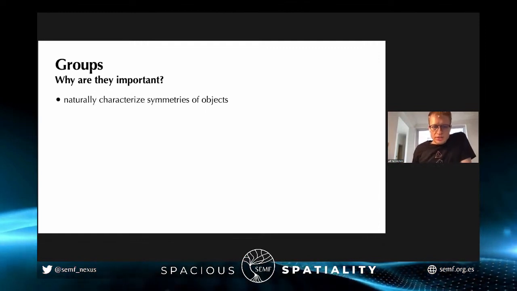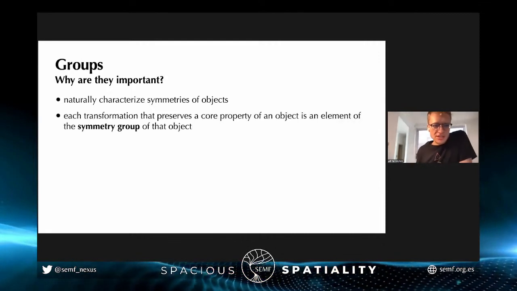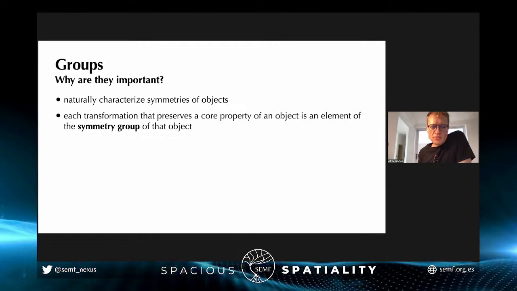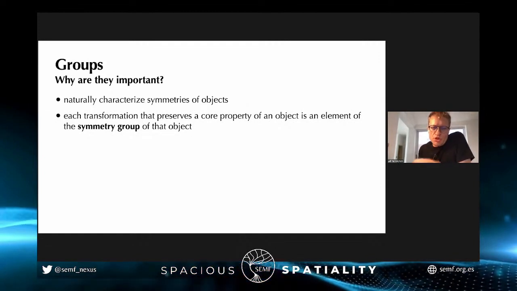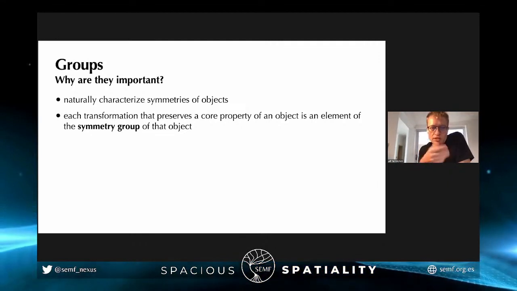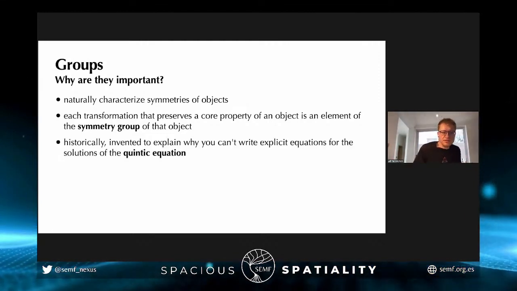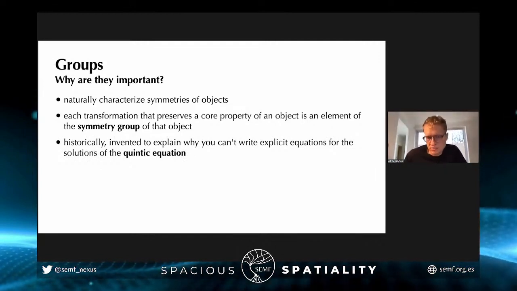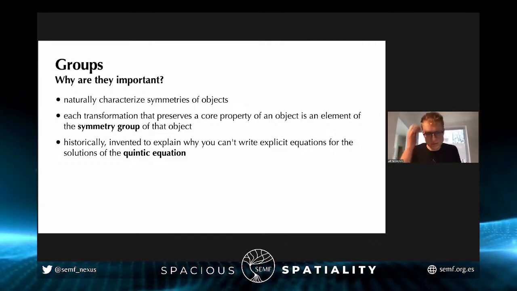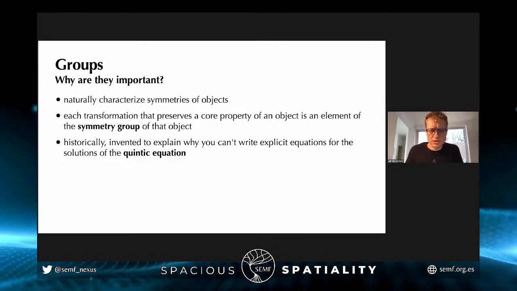Okay, why are they important? Well, they naturally characterize symmetries of objects, as you'll shortly see. Each transformation in that set that makes up the group elements preserves some core property of an object. And when you have that situation, we call that the symmetry group of that object. Historically, they were invented many hundreds of years ago to explain something that was of particular interest to mathematicians at the time. It was a massive and spectacular breakthrough, come up with by someone who was, I think, like 20 years old at the time.